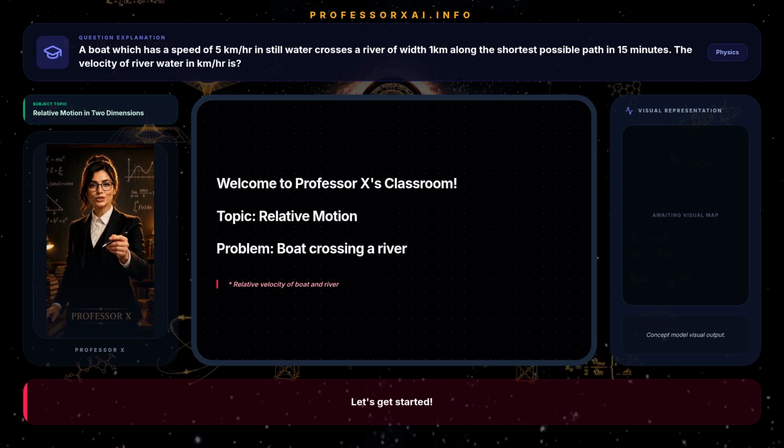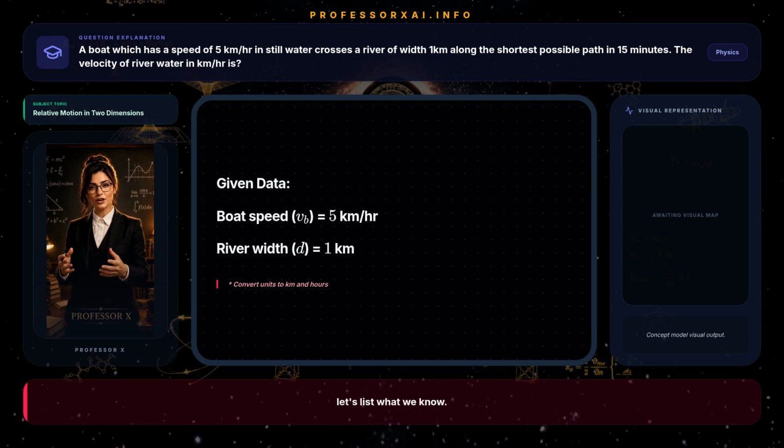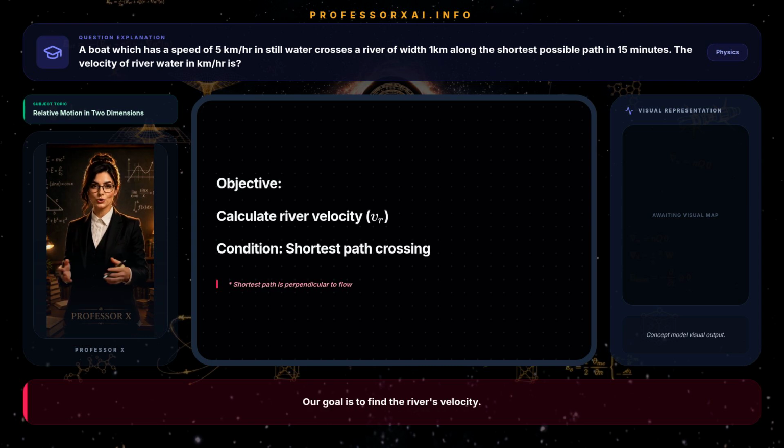Ready? Let's get started. First, let's list what we know. The boat's speed in still water is 5 km per hour. The river is 1 kilometer wide, and it takes 15 minutes to cross. Since the speeds are in kilometers per hour, let's convert 15 minutes to 0.25 hours immediately. This keeps our units consistent. Got it so far? Our goal is to find the river's velocity.